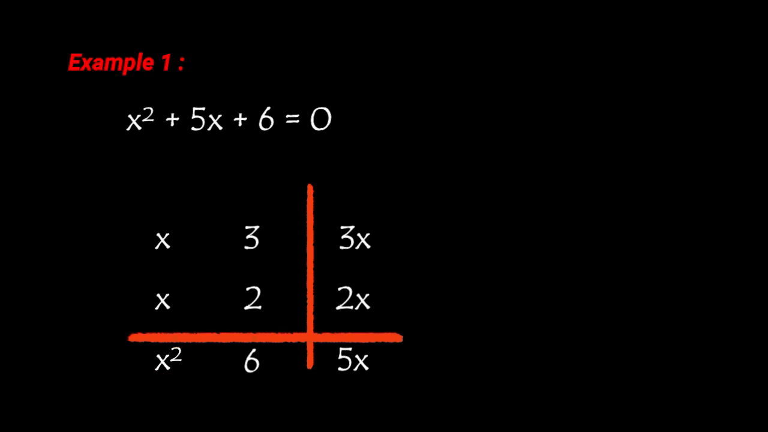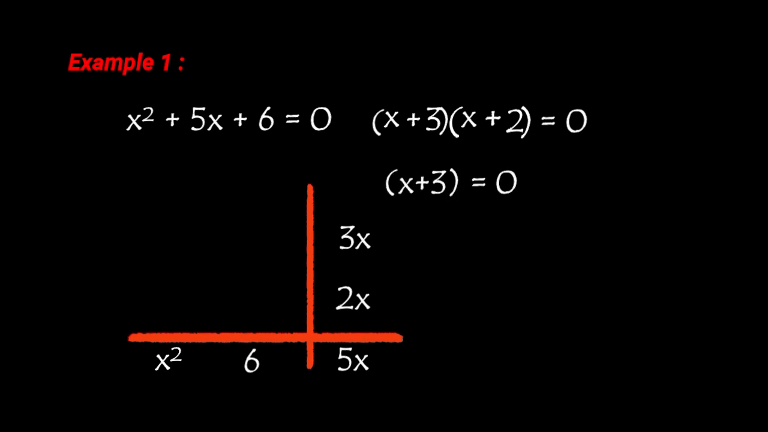After filling up the table, we have the factorized form of this equation, which are x plus 3 and x plus 2. So we can rewrite the quadratic equation as bracket x plus 3 bracket x plus 2 equals 0. Next, to solve this factorized form, we firstly take the first bracket and equate it to 0, which gives us x plus 3 equals 0. And the second bracket, x plus 2 equals 0.